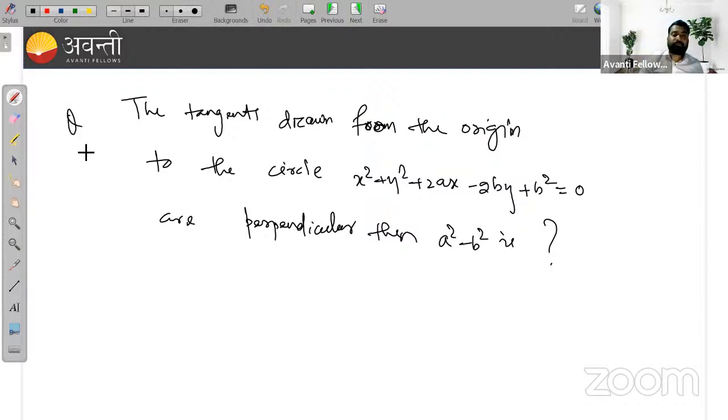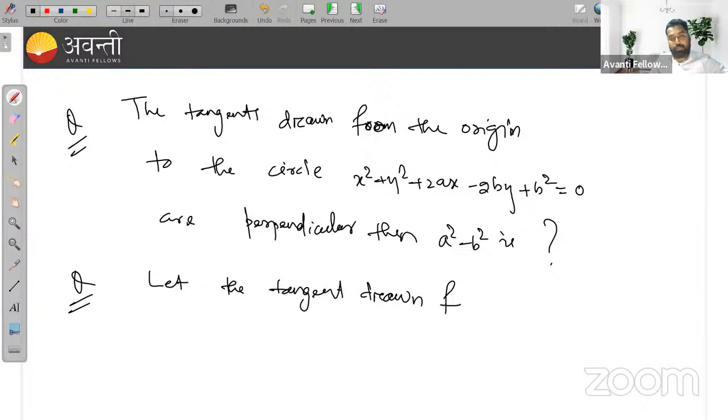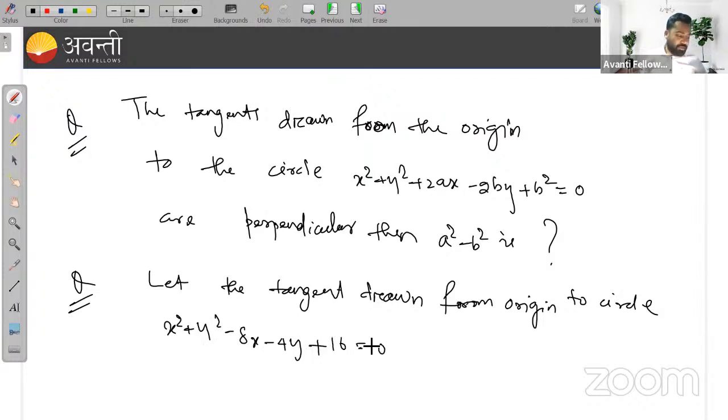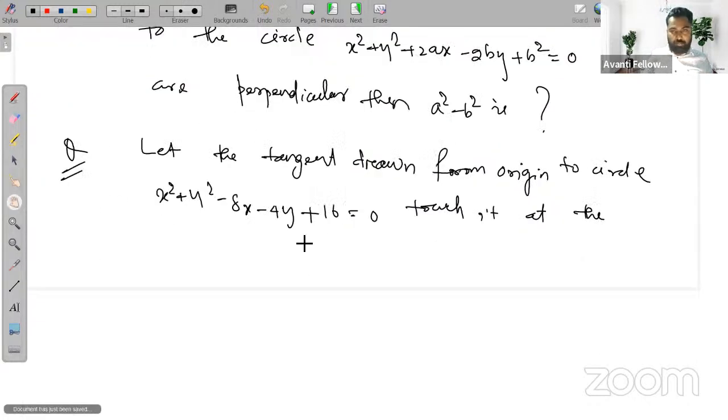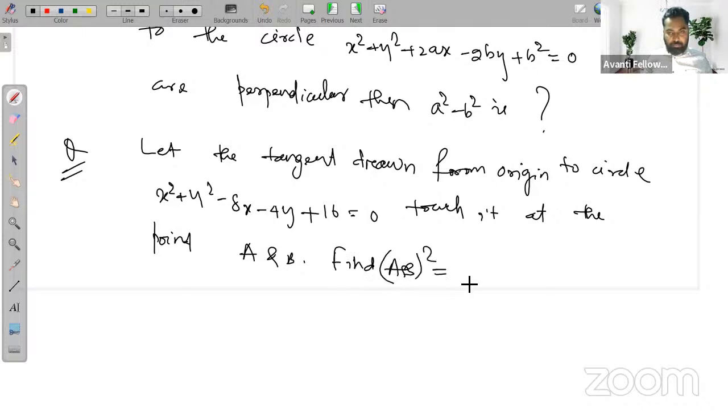Another question I'm giving. Let the tangents drawn from the origin to the circle x square plus y square minus 8x minus 4y plus 16 is equal to 0 touch it at the points A and B. Then you need to find AB square.